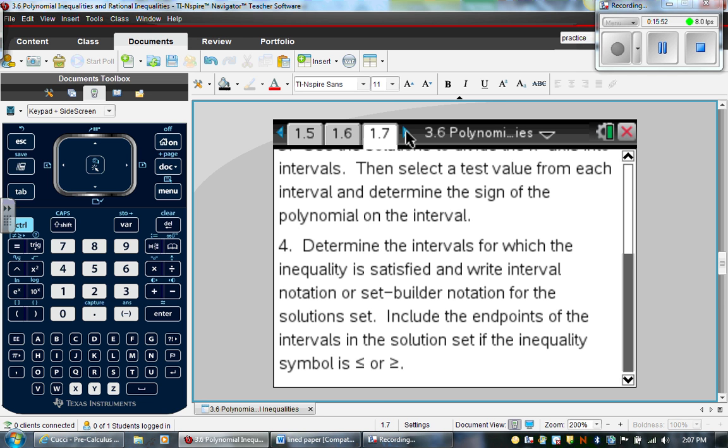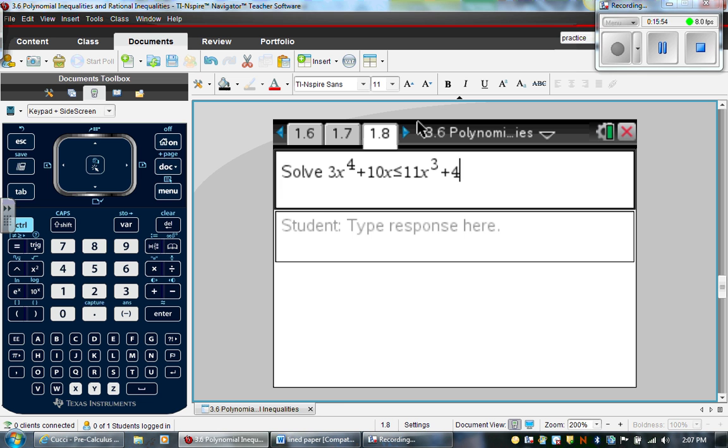Okay, so I don't want to get into, well, let's try one more of these, I suppose. I'm not going to get into the rational inequalities, but we will do one more of these and then we'll save the rest for the next time around. Okay, so we're going to try this one here.